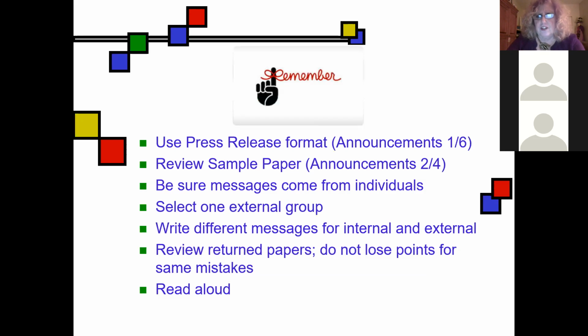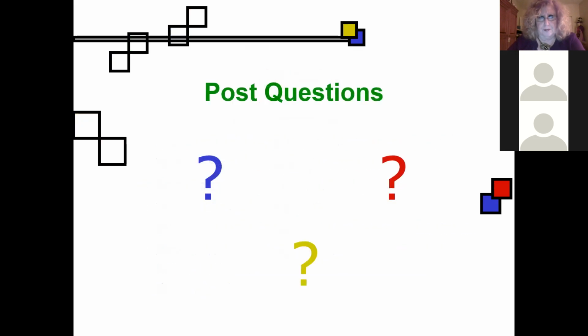Write different messages. This is for working conditions and for discrimination. The internal and external messages should not be the same. Don't tell me it's the same because they have the same issues. They don't. Messages should be different. Make sure you've reviewed all of your returned papers. Do not lose points for things you've lost points for before. And as I've said several times, read it aloud before submitting, because that way you pick up on several things that you might miss reading silently. And if there are questions, post them.